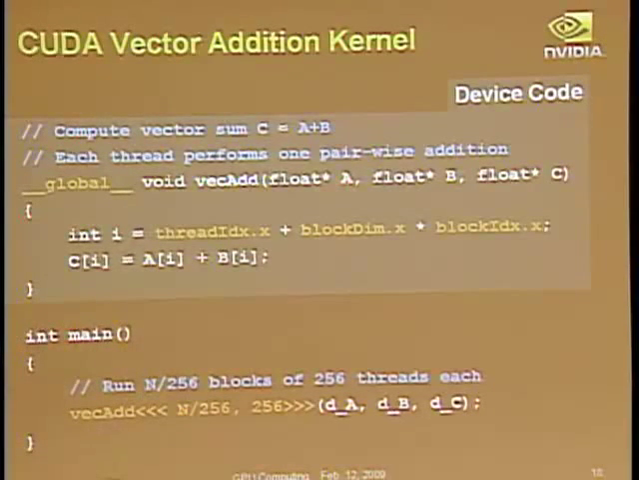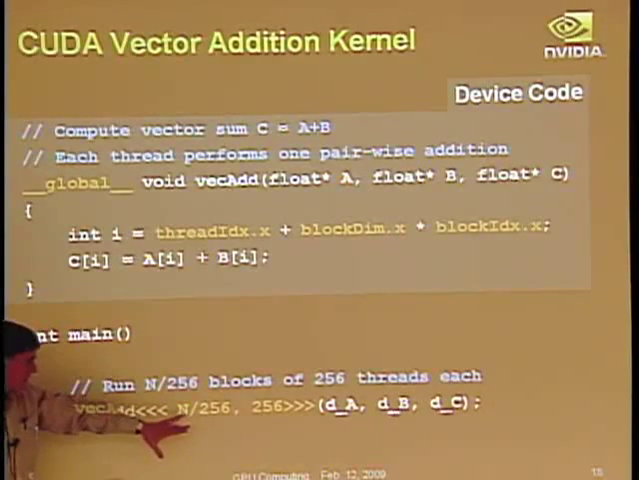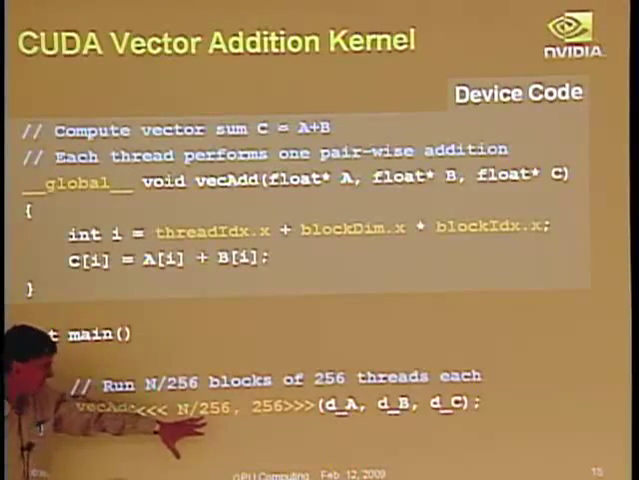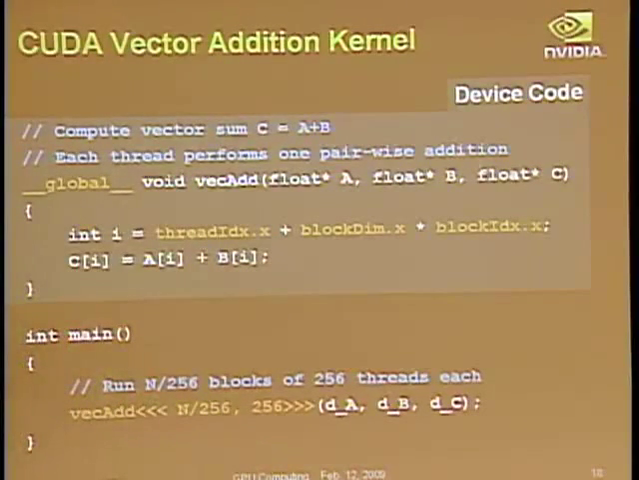And then to launch that CUDA program, I just call the vector add function, and I instantiate n threads. In this particular case, I instantiate the n threads as n over 256 blocks, where each block has 256 threads. So it's plain old vanilla C code.